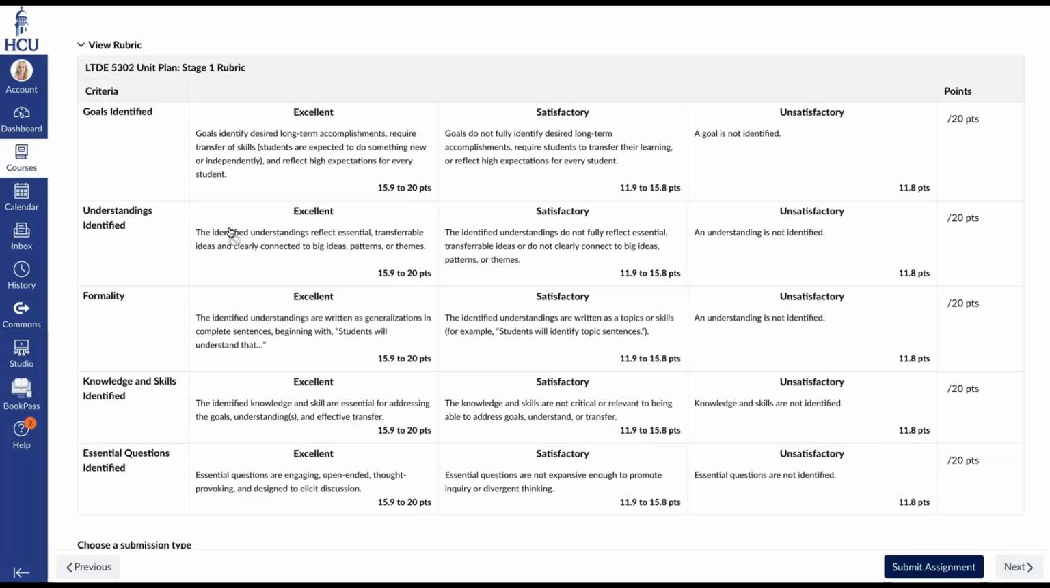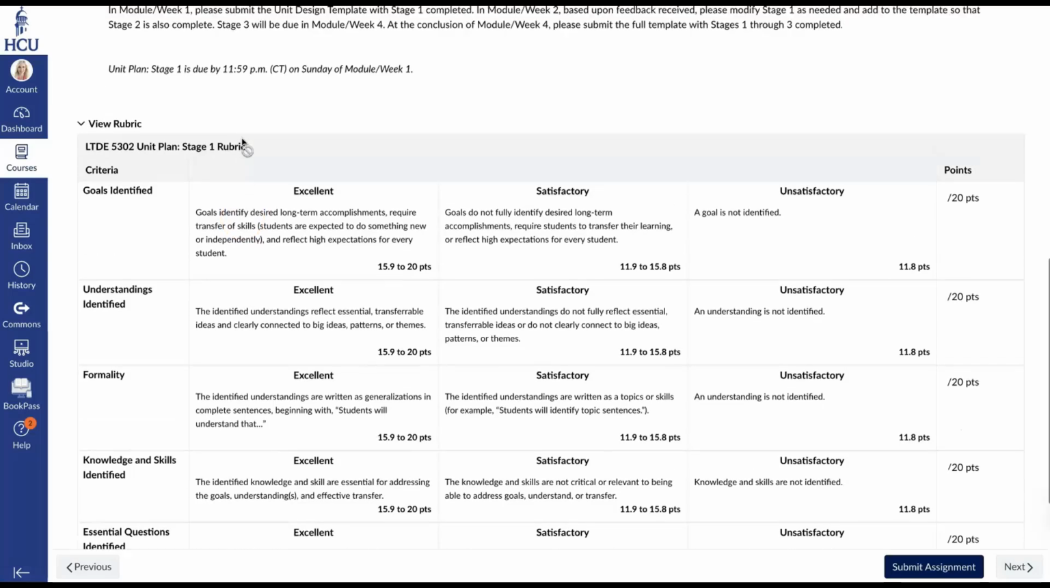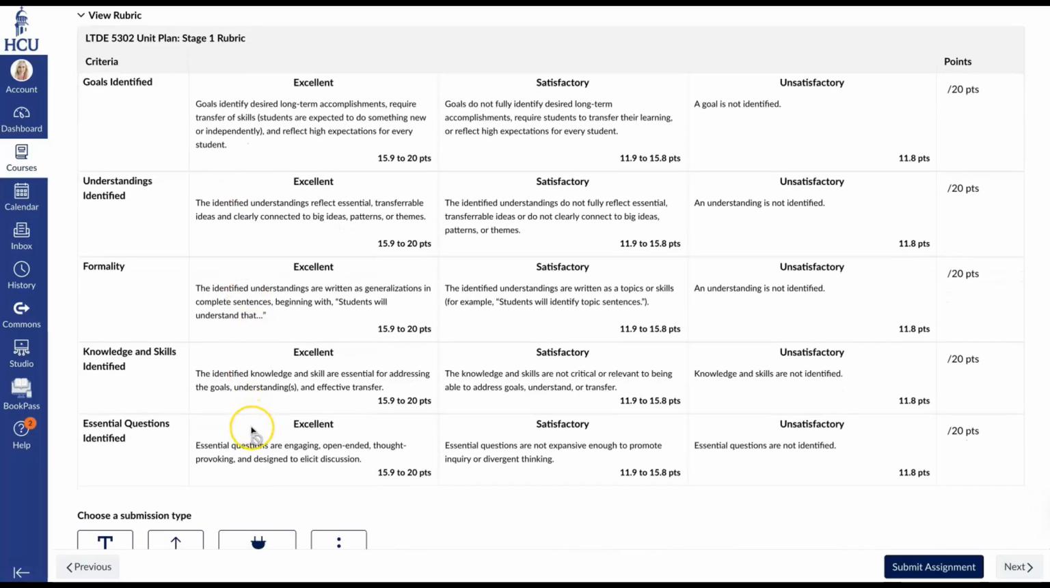As is the case with every assignment in the course, you will want to very carefully review the rubric before beginning this assignment. This will help you to begin with the end in mind. I highly encourage you to read each of the criteria listed, particularly for an excellent assignment, and then work towards submitting something that reflects excellence.